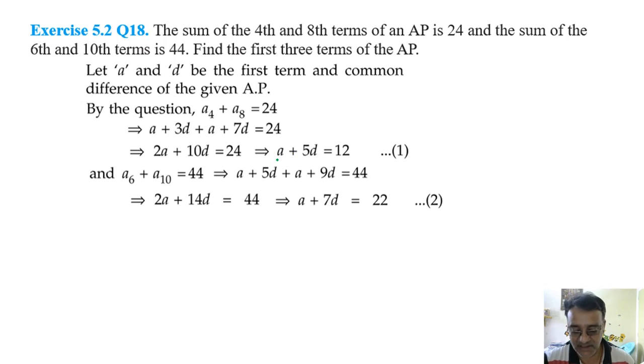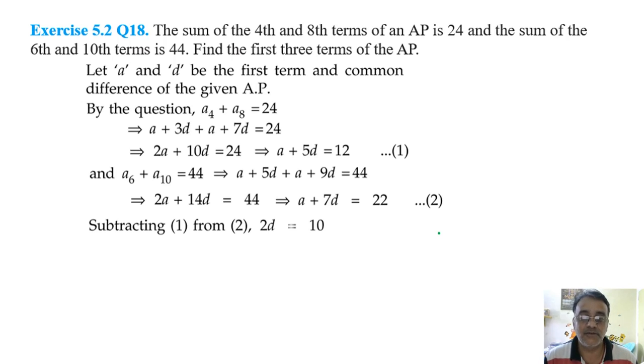The coefficient of A is the same, and the sign is also the same, so we are going to subtract. If we subtract both, A will be cancelled. So minus 2D is equal to minus 10 we are getting. And if you subtract in reverse order, then 2D is equal to 10. So subtracting 1 from 2, reverse. 2D is equal to 10. So what is the value of D? 5. Very good. D is equal to 5.